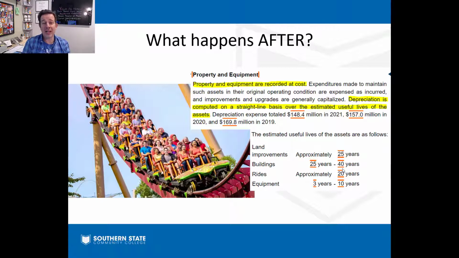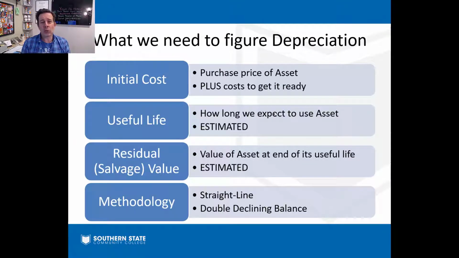So we're going to make our straight line calculation and take that and spread it over the useful life. So we need to know four things in order to calculate depreciation on any asset, regardless of how we're going to calculate it. Four things need to be in place here. First of all, we need to know the initial cost. We need to know the purchase price of the asset. And remember, that includes not only what we paid to get the asset, but also what we paid to get it ready to be used, okay? So that initial cost, Diamondback, $22 million.